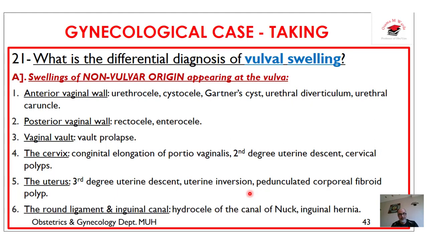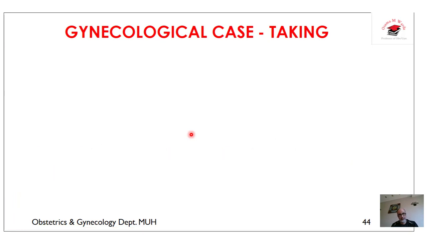And these are masses of non-vulvar origin appearing at the vulva. And lastly the round ligament and inguinal canal: hydrocele of the canal of Nuck, which appears at the mons veneris.